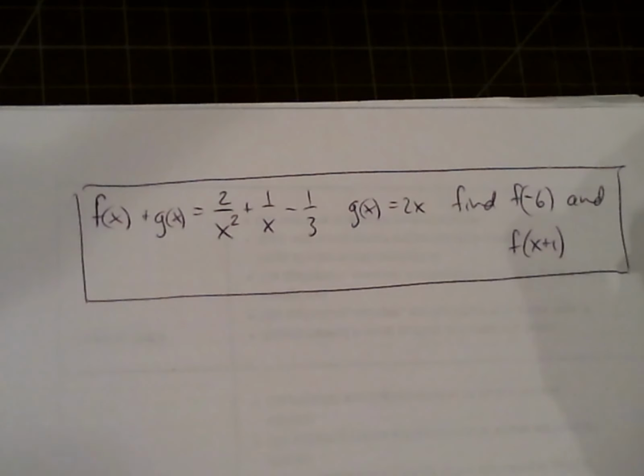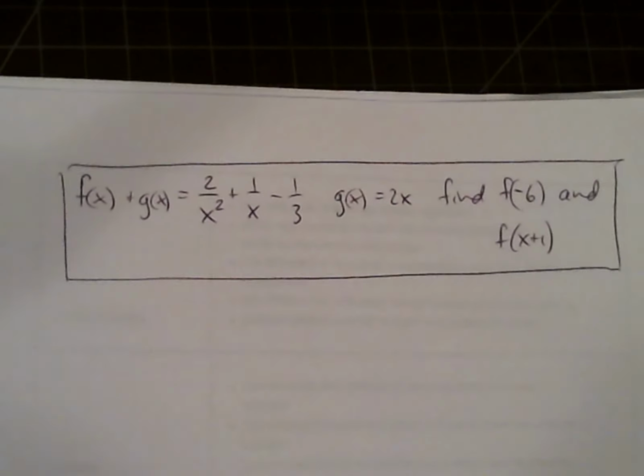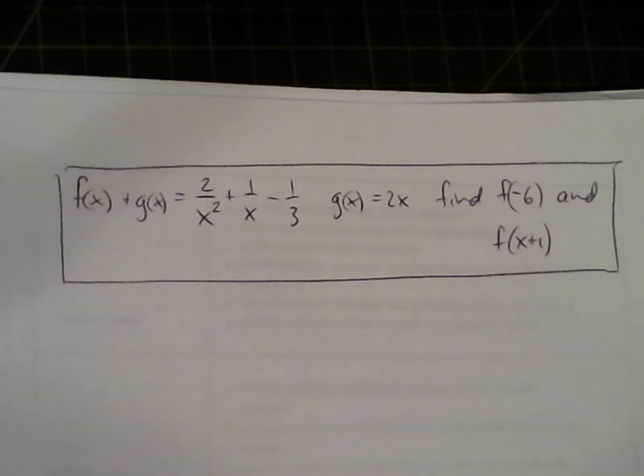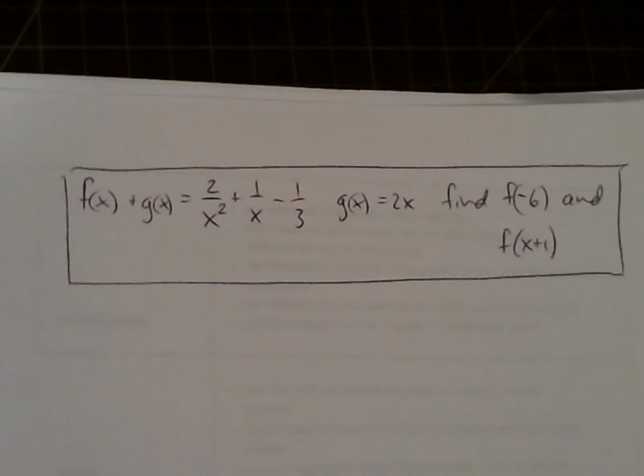So the combinations that we just looked at, adding, subtracting, multiplying, and dividing, are not very complicated, but here's a type of question that makes you think a little bit. So let's find f of negative 6.